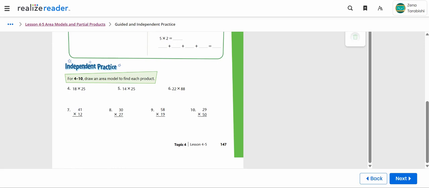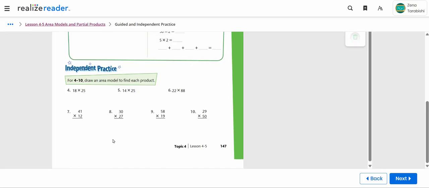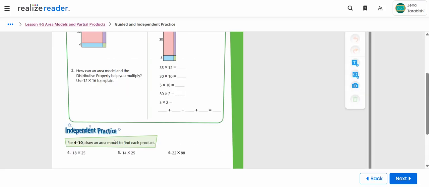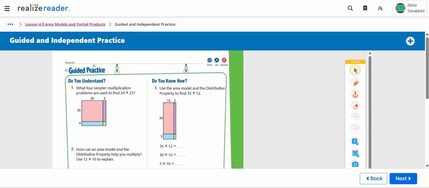That is the end of this lesson. So you can go ahead and start working on the independent practice and of course the problem solving on the back. Please make sure you write your answers neatly so that way it can be graded.